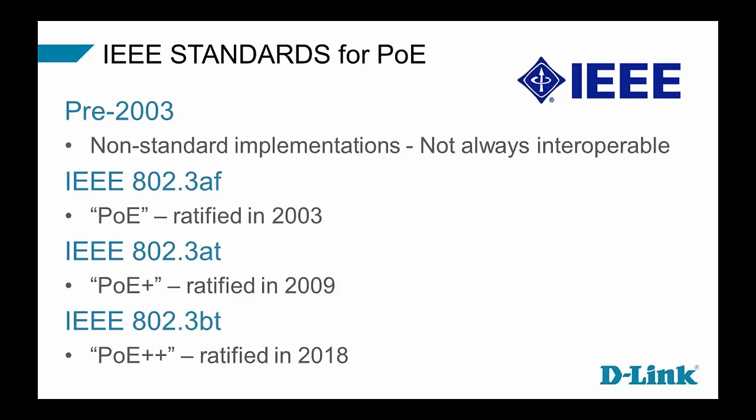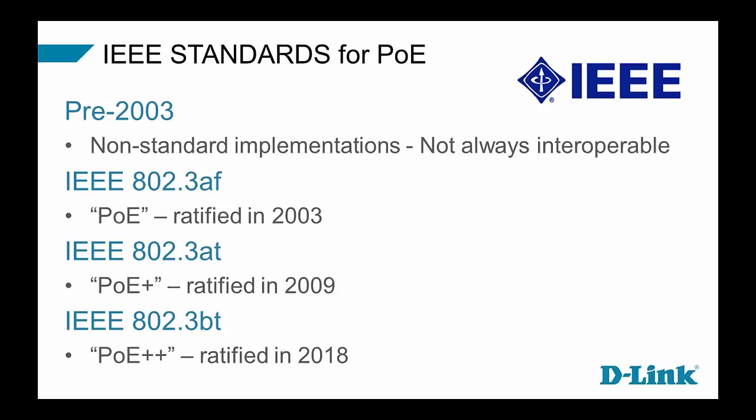Some people just refer to it as AF or PoE. And that allowed up to 15 watts on any particular port. And I've got more detail on that on the coming slides. In 2009, the IEEE ratified the next version of PoE, 802.3 AT. Some people call this PoE Plus. And this increased the amount of power available on each port. It increased it up to 30 watts per port.